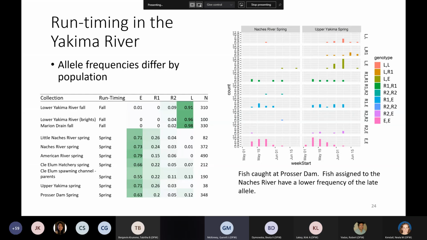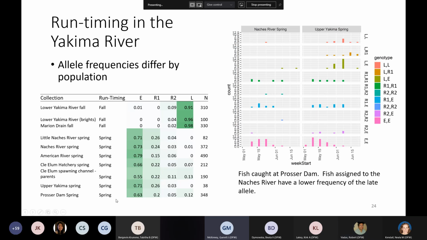And when we were doing this project, we were doing a new or updating the baseline for our GT-seq technology, as well as genotyping fish caught at the Prosser Dam. So all of these collections, except for the Prosser Dam, are baseline samples where fish were caught in their respective river. And what we saw is that the populations that were fall runtiming have a very high frequency of the late allele, which is not any surprise. It's pretty expected. And I believe there's only actually one individual that had the early allele in the lower Yakima fall.